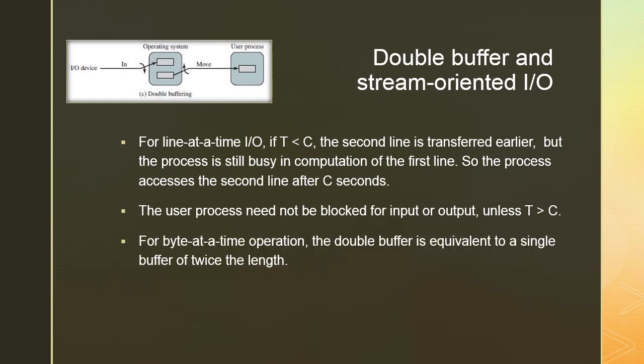For byte at a time operation, the double buffer is equivalent to a single buffer of twice the length. Think about it. In both cases, the producer-consumer model is followed.